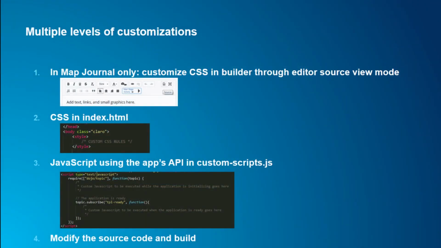The most common level of customization is probably adding custom styles through CSS. For most customizations and extensions, you're going to have to go through our GitHub repos, download our code, and host it on your own web server. The one exception is if you're using our map journal app: there's a way to add your own custom CSS style rules in the builder through the text editor in the content panel, in a mode called source view. I'll give you a little peek into what that looks like.